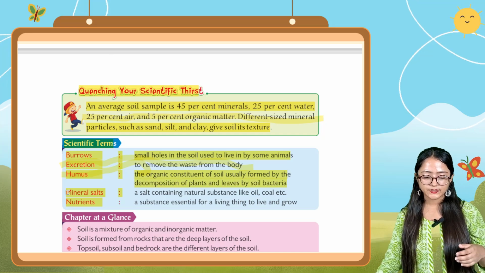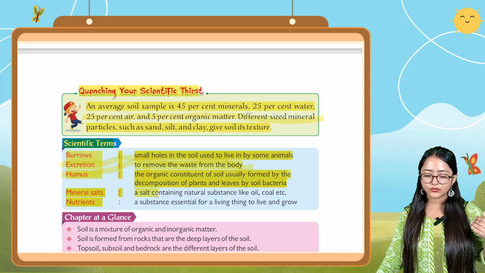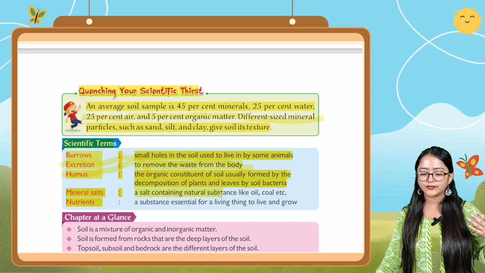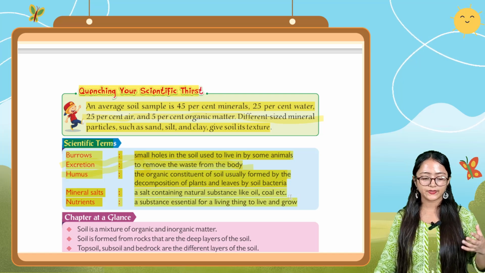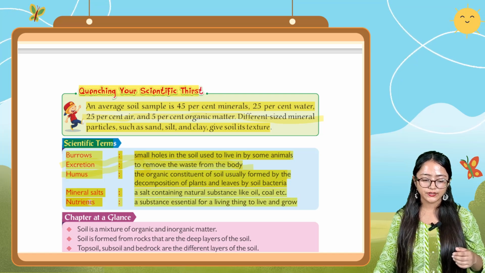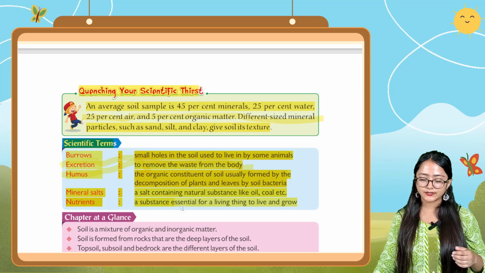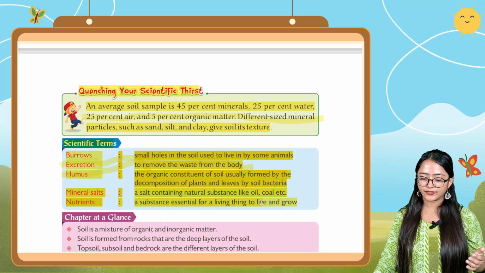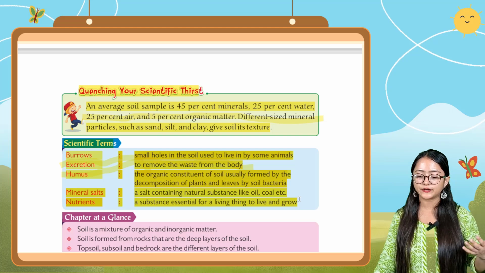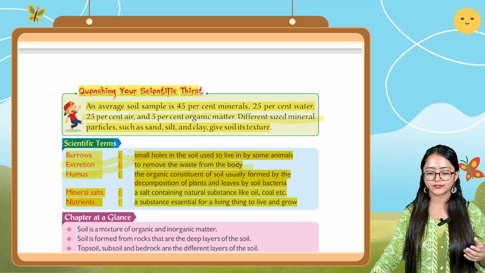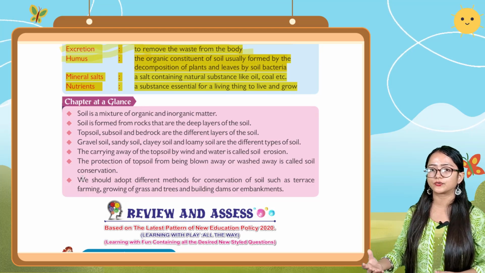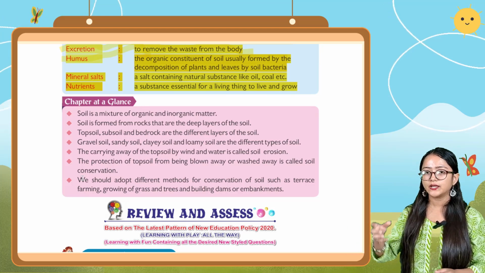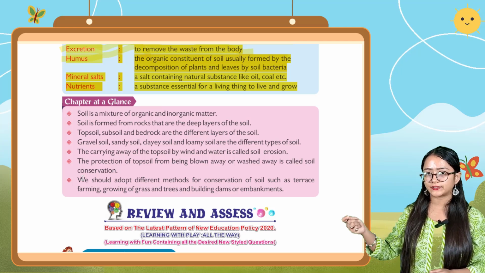Next one, mineral salts: salt-containing natural substances like oil, coal, etc. Next one, nutrients: substances essential for a living thing to live and grow. For example, nitrogen is essential for plants to grow, and plants get nitrogen with the help of the bacteria rhizobium.